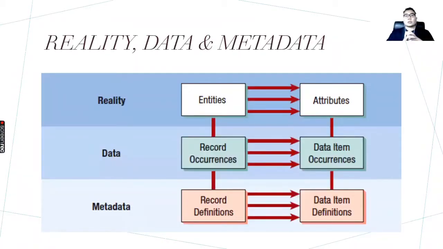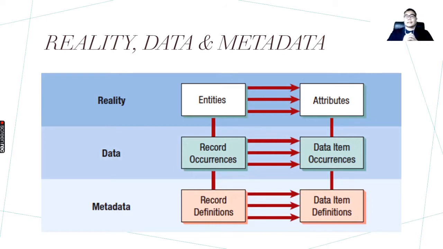Elements inside a database can be divided into these three: reality, data, and metadata. Reality refers to the events that happen in real life. For example, business transaction events. A business transaction in an educational organization, such as in this faculty, refers to students in the learning process enrolling in courses.